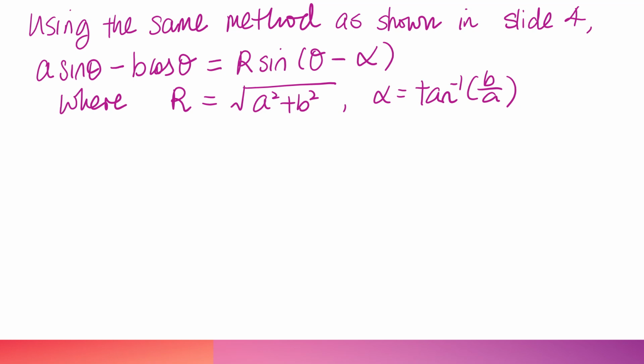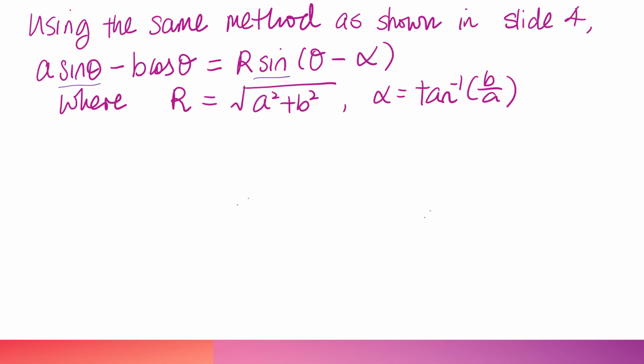Using the same method as what we have shown in slide 4, you can actually find the formula for A sine theta minus B cos theta. It's just equal to R sine bracket theta minus alpha. So if you're given A sine theta minus B cos theta, you see the position. If it's A sine theta, that means you write sine theta first followed by cos theta. Then the formula is R sine. But the formula to find R is the same. It's just square root A squared plus B squared. The formula to find alpha is also the same, tangent inverse B over A.